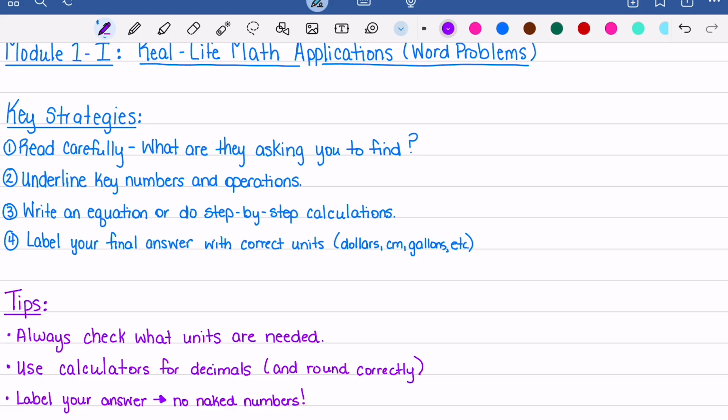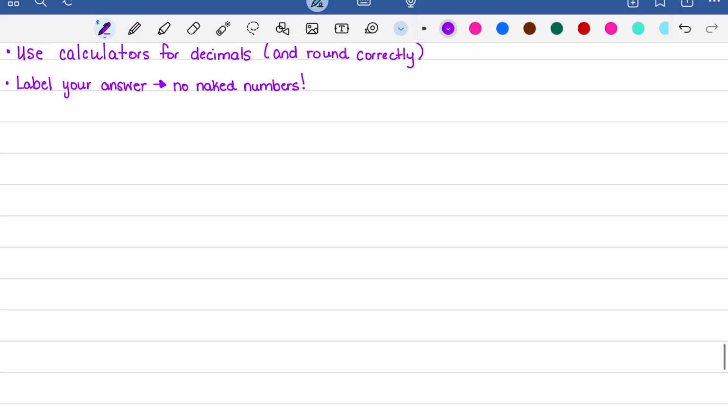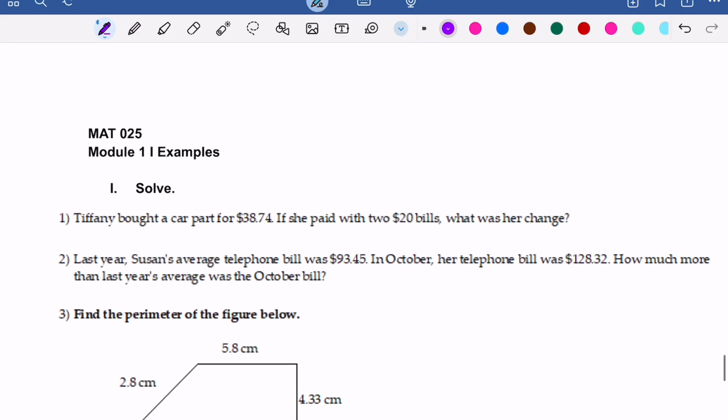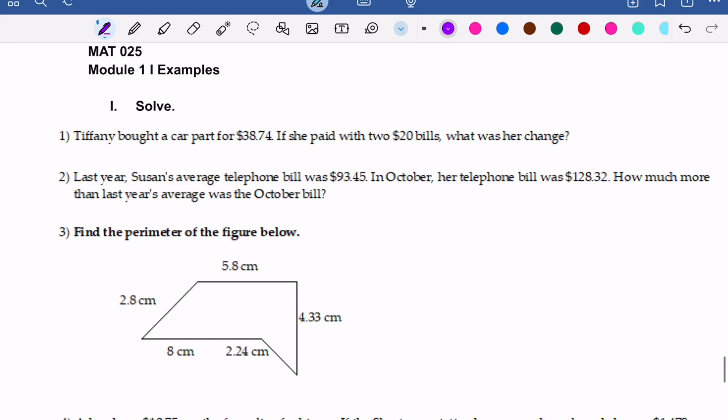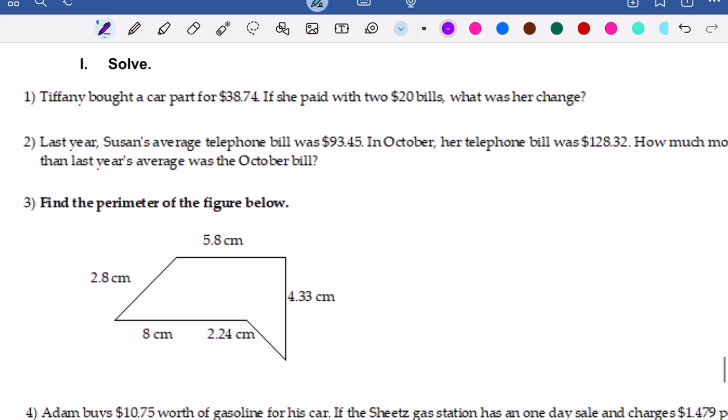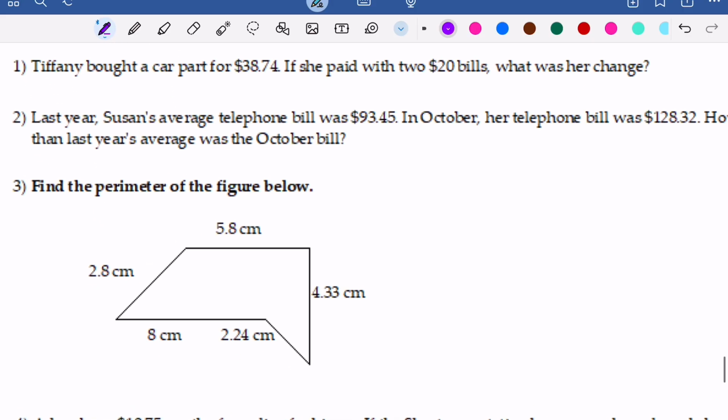You can use your calculators. You can use your calculators for the difficult questions that have kind of weird numbers, especially the ones with decimals or fractions. And then label your answers, okay? No naked numbers. So always label your numbers. All right, so let's look at some examples. And with word problems, the more problems you do, the easier they will get, okay?